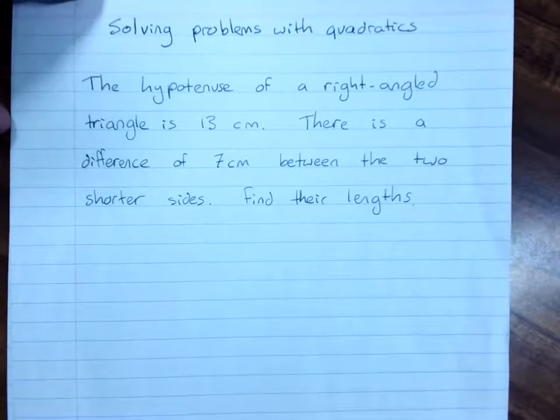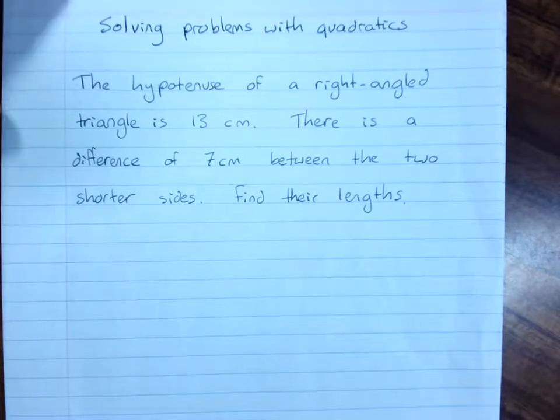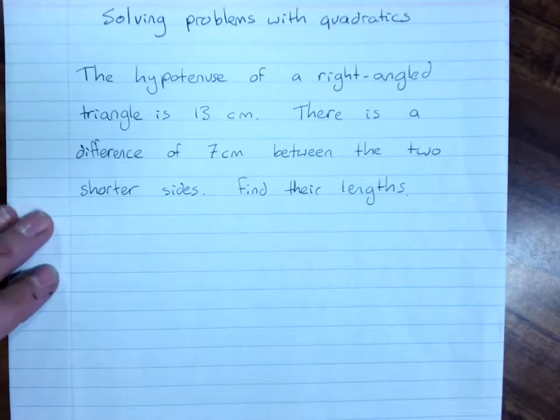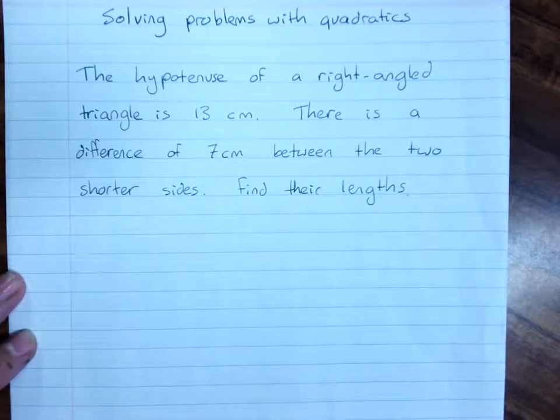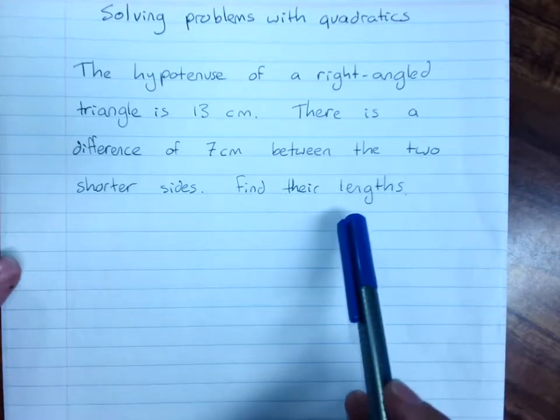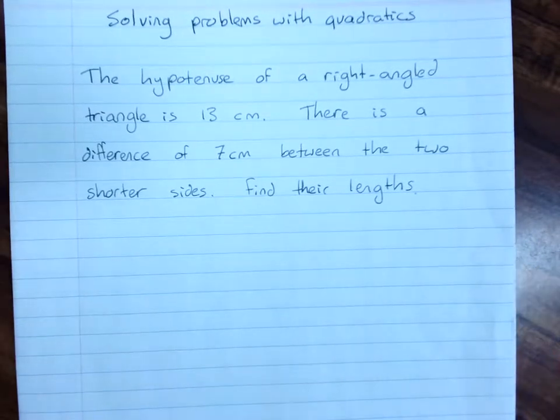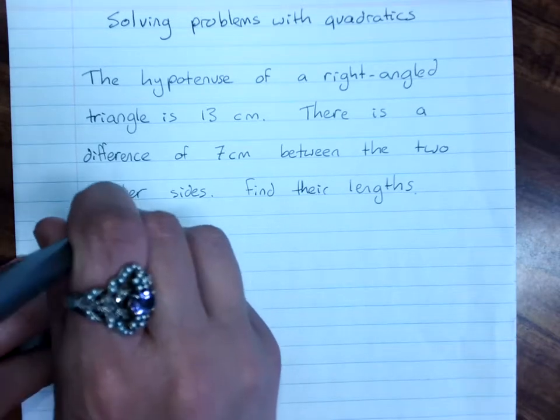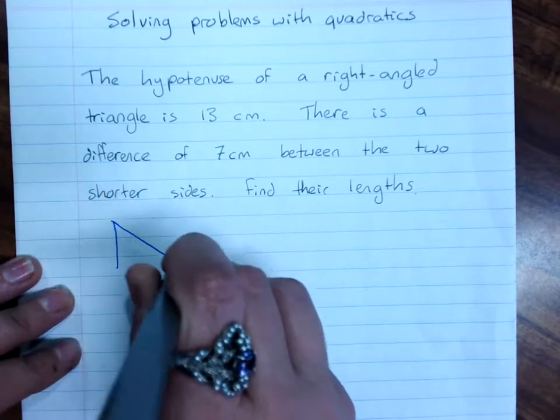Solving problems with quadratics. So here's a fairly typical type of problem. The hypotenuse of a right-angled triangle is 13 centimeters. There's a difference of 7 centimeters between the two shorter sides. Find their lengths. If there's a shape and there's no diagram, draw a diagram.